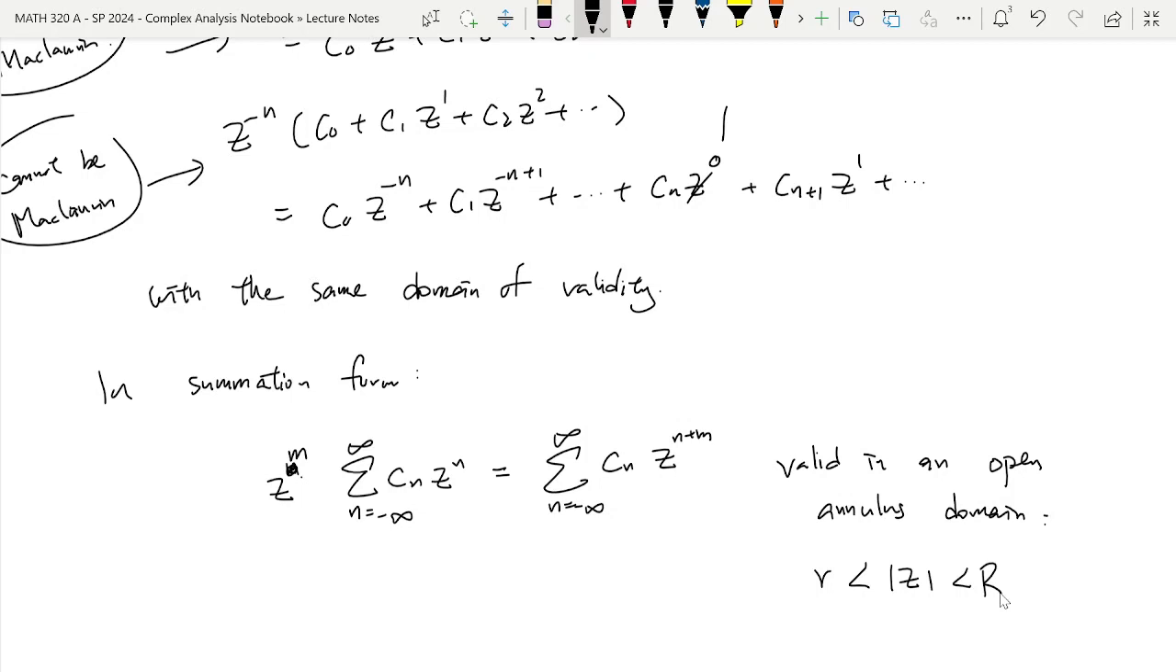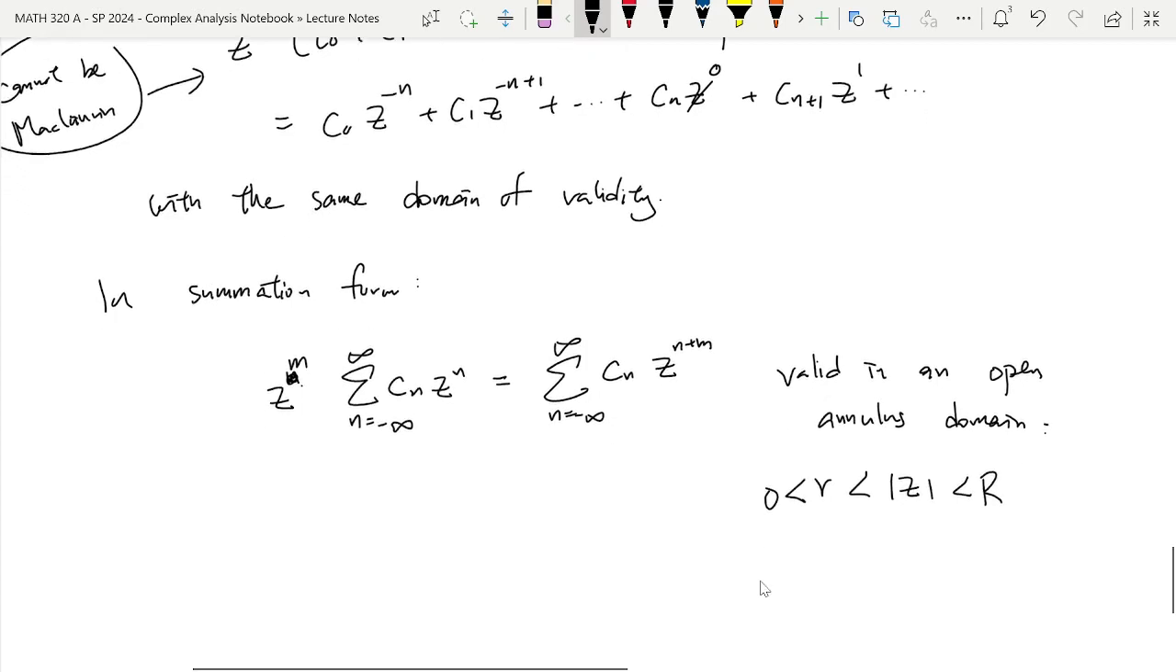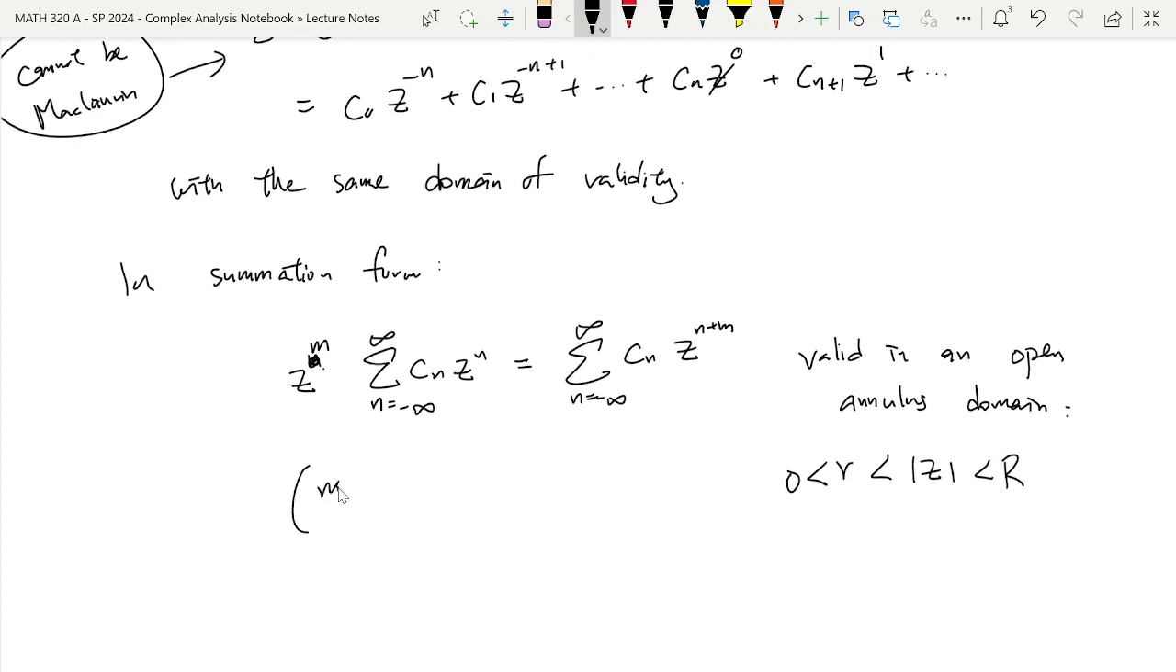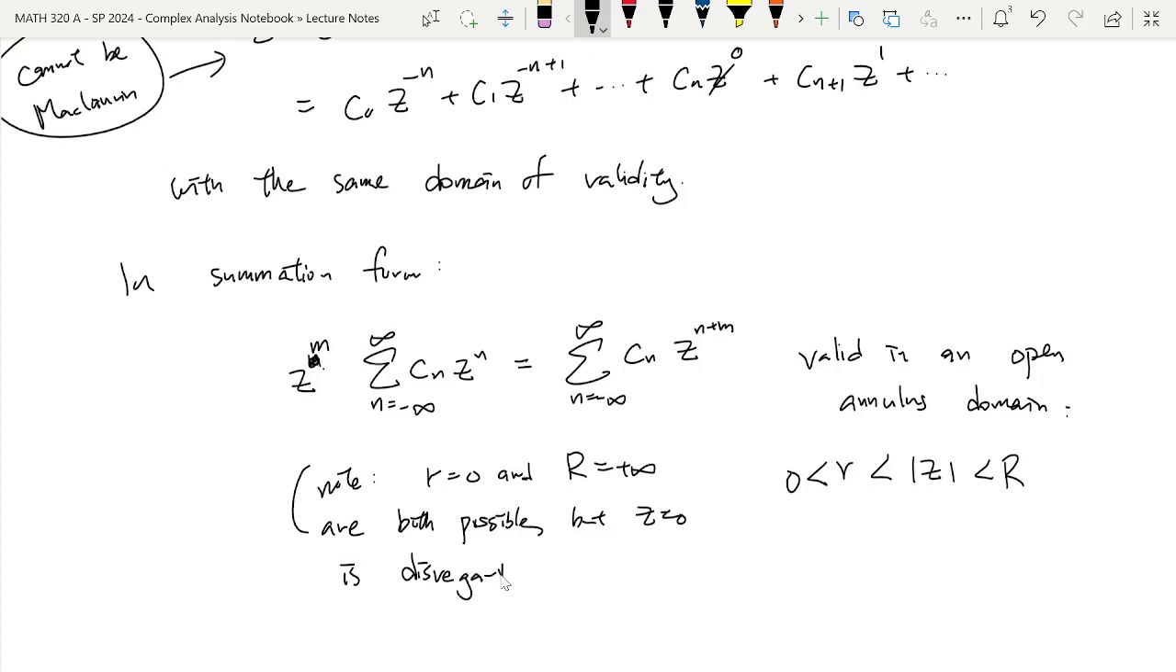So you cannot include the case when r is 0. Actually, you can include the case r equals 0, but you cannot include the case z equals 0. So r equals 0 and greater R equals positive infinity are both possible. But z equals 0 is disregarded. You should treat it separately. And z equals 0 is the singularity.